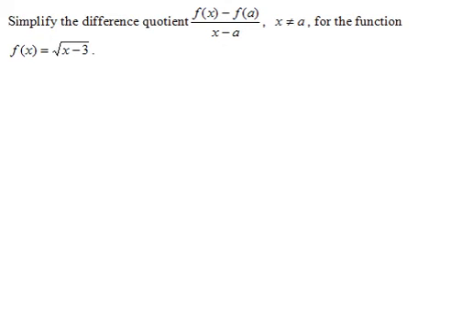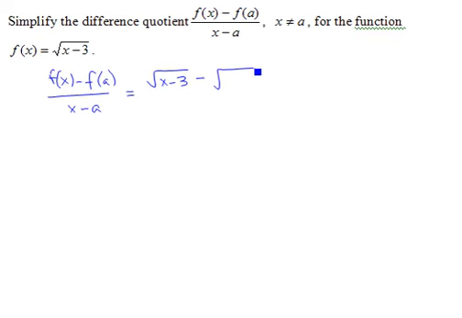Simplify the difference quotient f of x minus f of a over x minus a, where x is not equal to a, for the function f of x equals the square root of x minus 3. Alright, the difference quotient is f of x minus f of a over x minus a, and here, for this particular function, that means we have the square root of x minus 3 minus the square root of a minus 3, that's the f of a, all divided by x minus a.